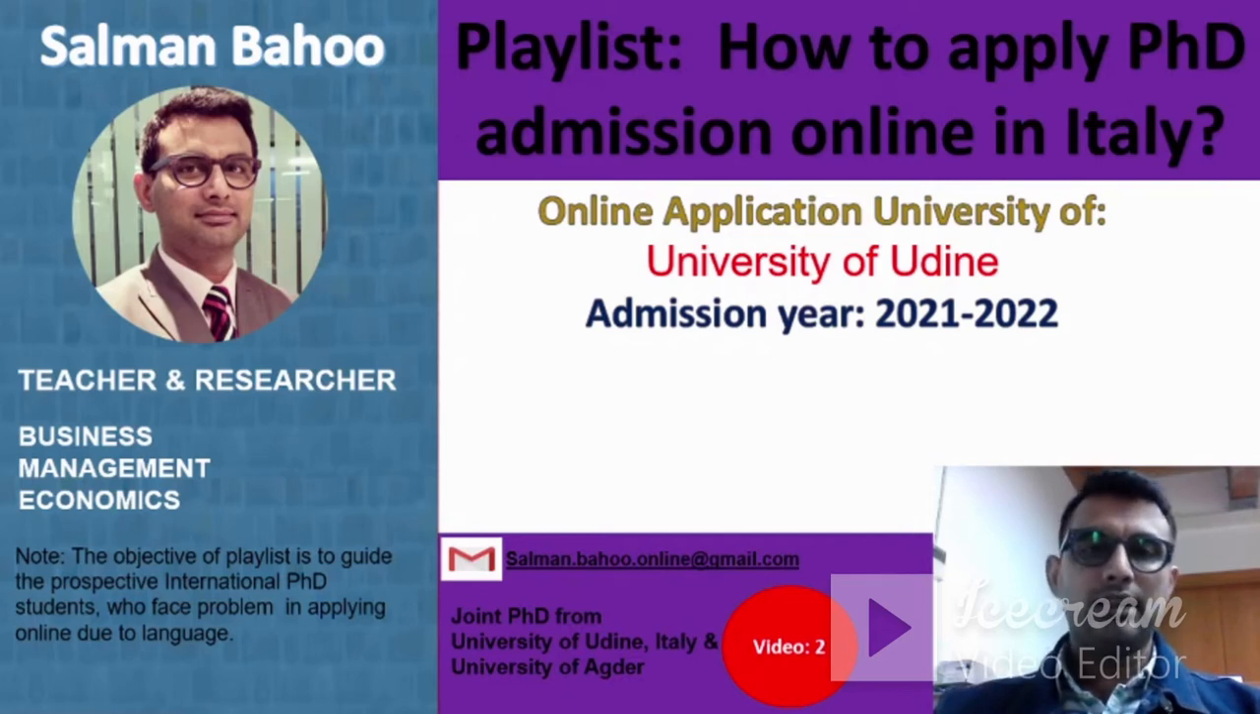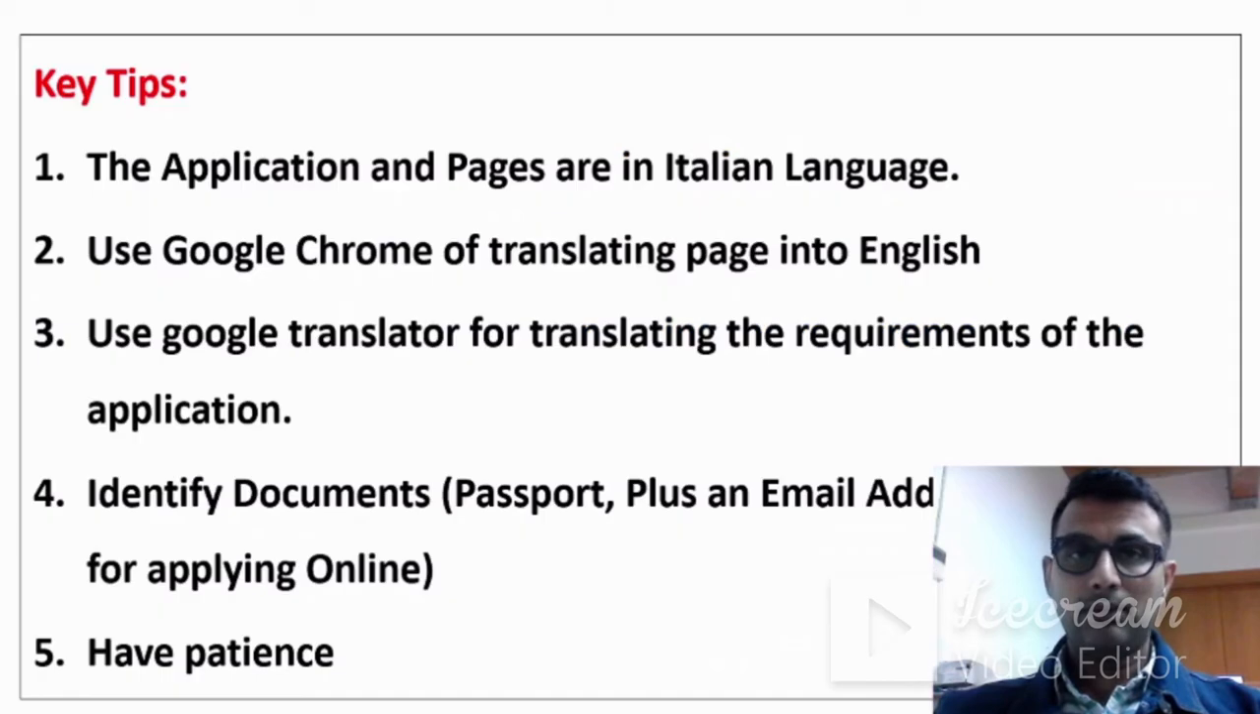So today, in this second video, we are going to see the application process of the University of Udine. It is also an Italian university, and it offers PhD programs in multiple courses in the fields of sciences, social sciences, and also IT. Before moving to the admission requirements of this specific university, let's go through some tips.